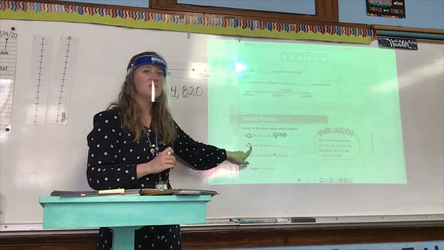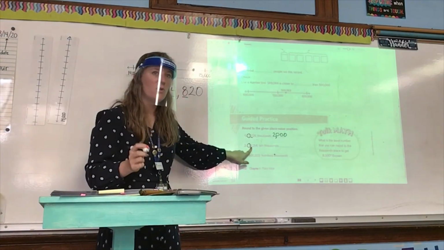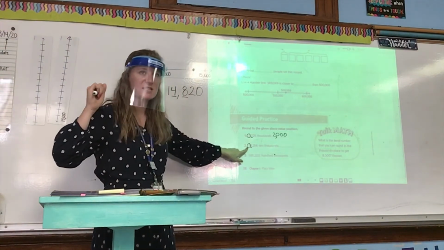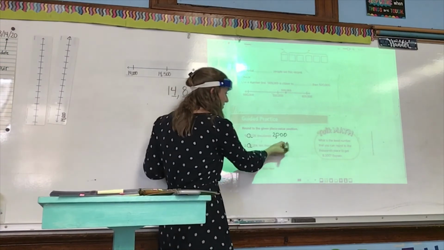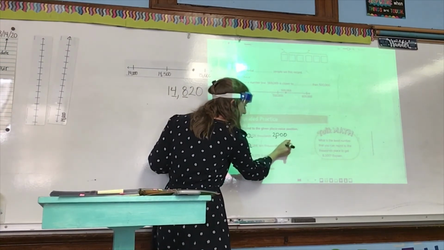So our underlined digit is an 8, which means it's 5 or more, so we let it soar. So what do we do to this 7? We add 1. So now that circled digit becomes an 8.